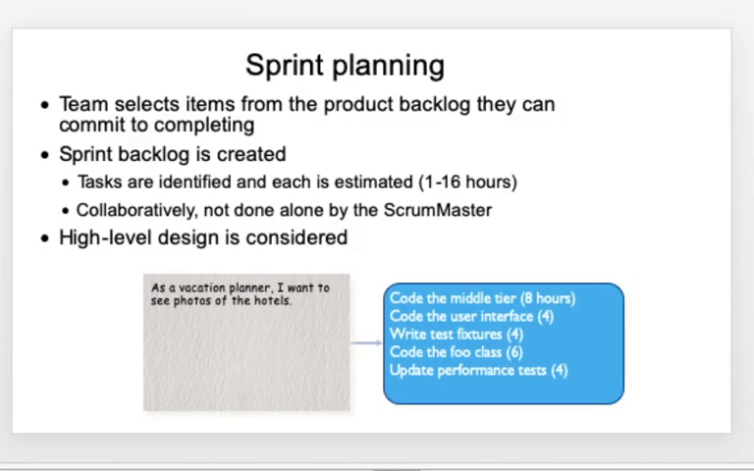So when you look at sprint planning, the team selects items from the product backlog they can commit to completing. Then the sprint backlog is created. The sprint backlog basically deals with tasks that are identified and estimated, and that might run somewhere between 1 and 16 hours. Then collaboratively it is performed. It is not done alone by the Scrum Master. Then you consider what is called the high level design. So that is the basic concept behind a sprint planning.